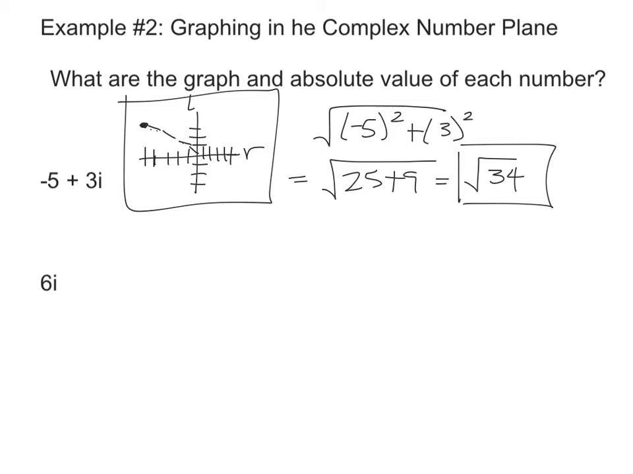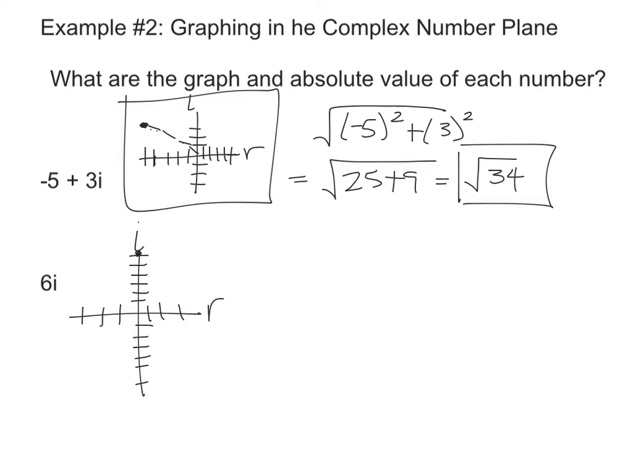If we have 6i, notice that is a pure imaginary answer. So remember, this is the real axis, this is the imaginary. We don't need to even put anything on the real, but on the imaginary, it is 6 units upward. So 1, 2, 3, 4, 5, 6.